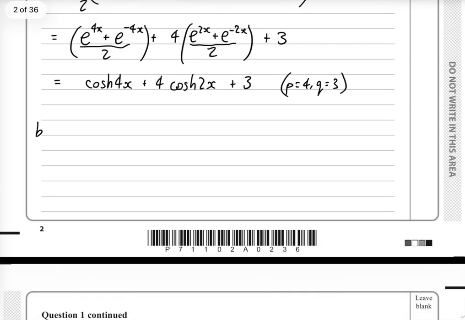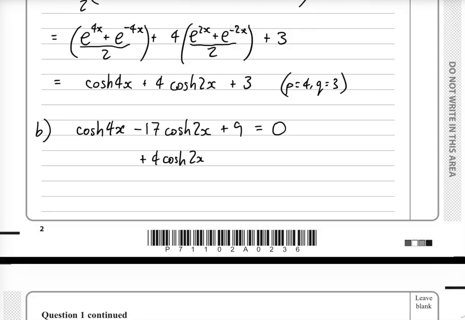So what we've got in part B at the moment is cosh 4x minus 17 cosh 2x plus 9, and on the right hand side 0. So if I want this to be a plus 4 cosh 2x and a plus 3, what I need to do on the left hand side, I need to do on the right hand side to make sure this is still the same equation, which is to add 21 cosh 2x and subtract 6. And the cosh 4x was already how we wanted it.